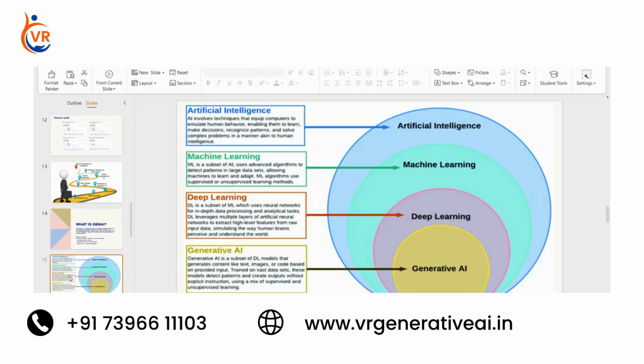So DL is a subset of machine learning which uses neural networks for in-depth data processing and analytical tasks. DL leverages multiple layers of artificial neural networks to extract high-level features from raw input data, simulating the way human brains perceive and understand the world. Since everything that happens in our mind is by neurons, we are trying to build a replica of such neurons in a system. Since they are interlinked, we call it a network, and we call it neural networks.